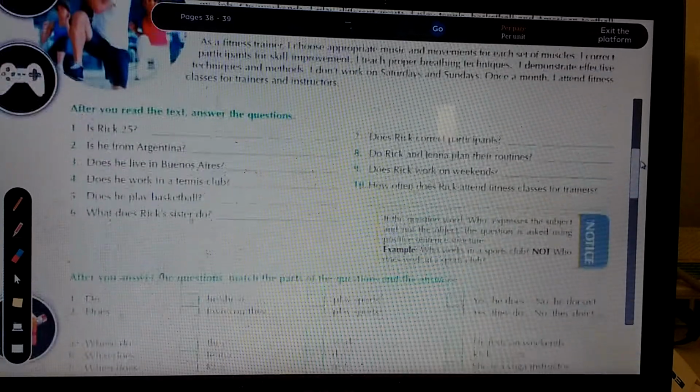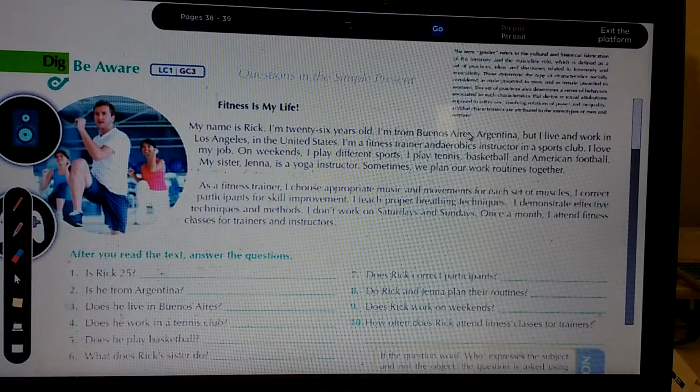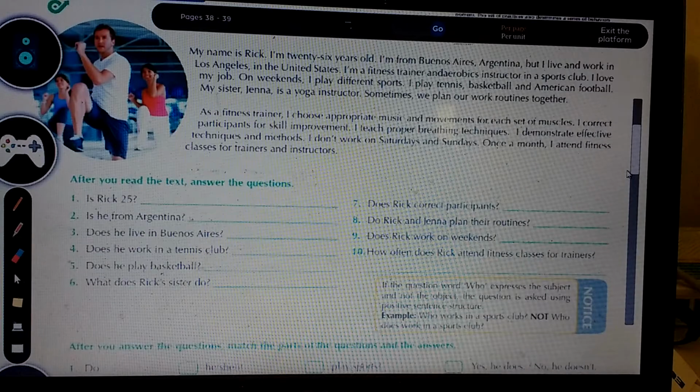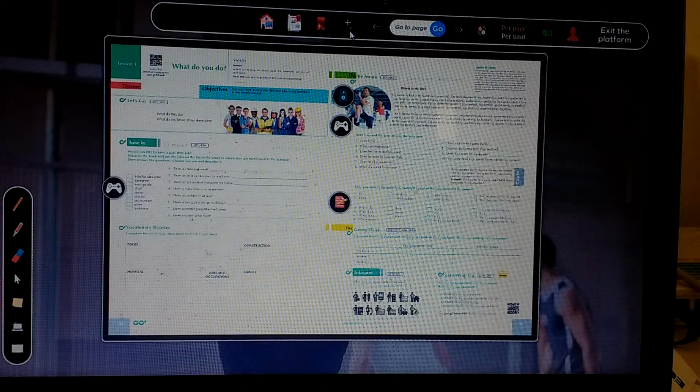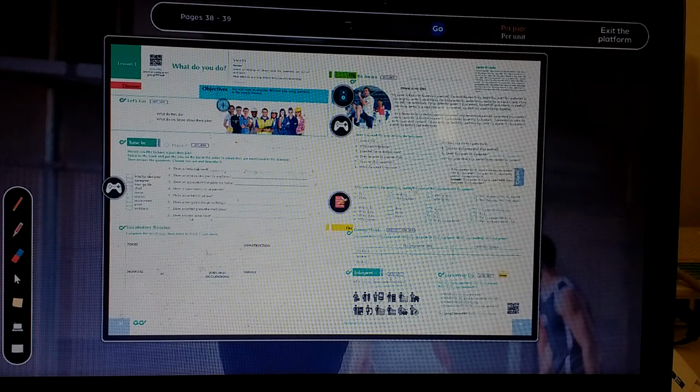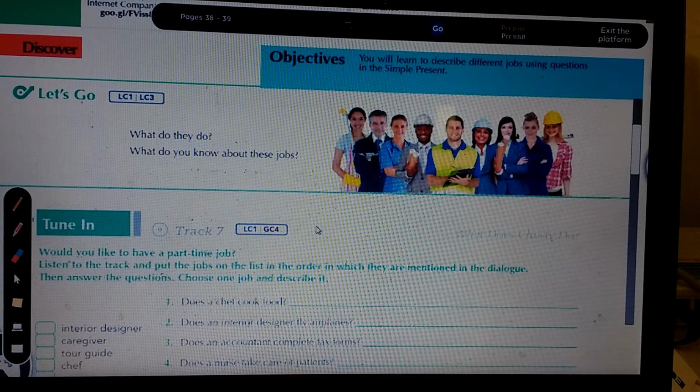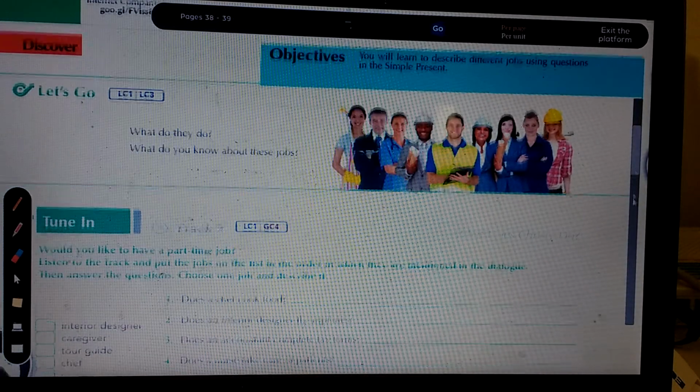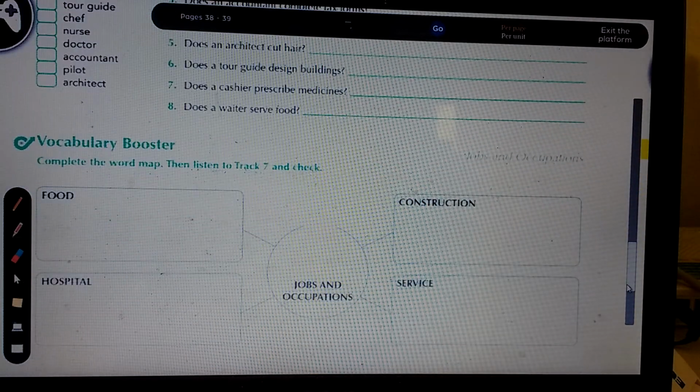So, guys, work on these activities. Remember, be aware activity from page number 39, which includes these two, incluye estas dos. Y de la página 38, work with the tune in section, lo que es tune in, y vocabulary buster.